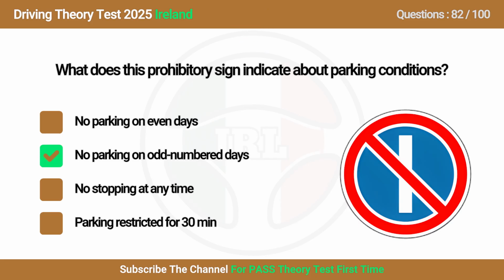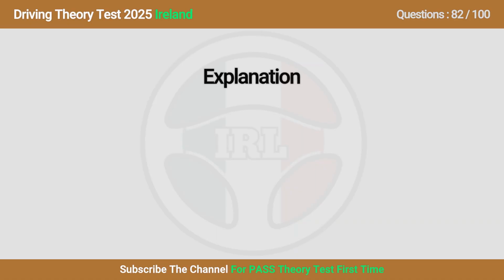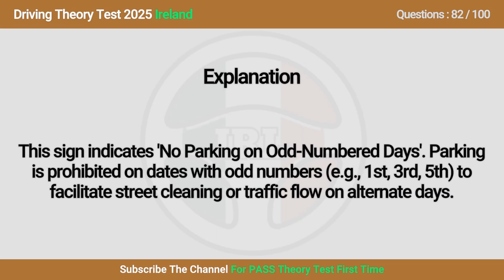Answer is B. No parking on days. This sign indicates no parking on days. Parking is prohibited on dates with odd numbers, e.g., to facilitate street cleaning or traffic flow on alternate days.